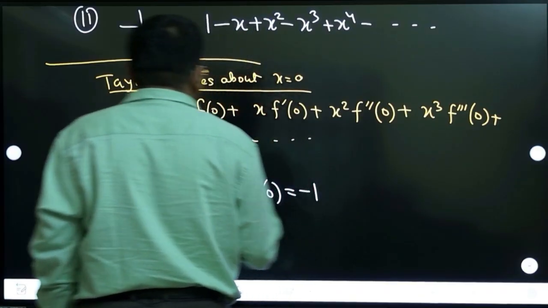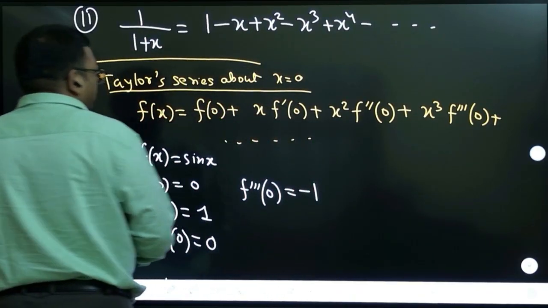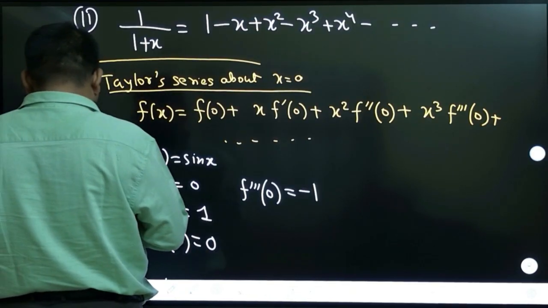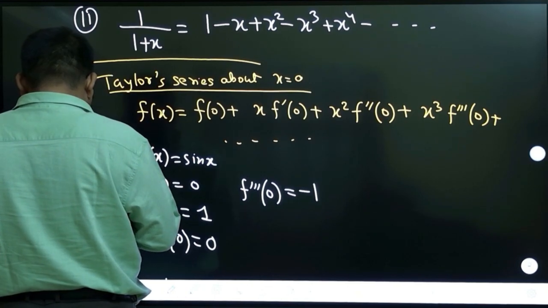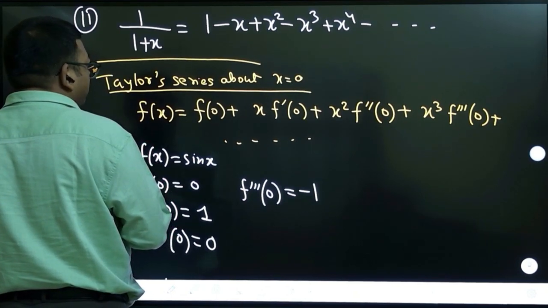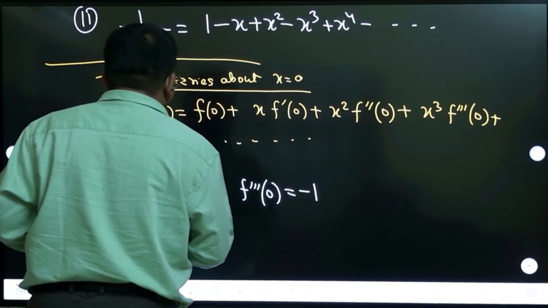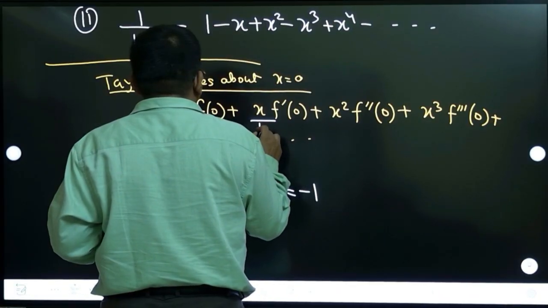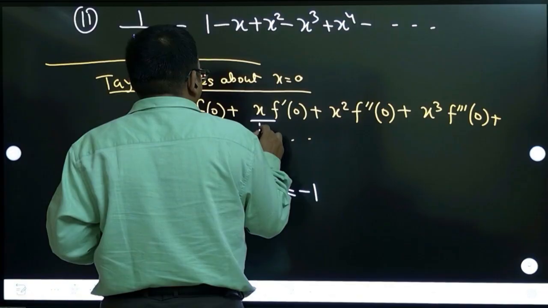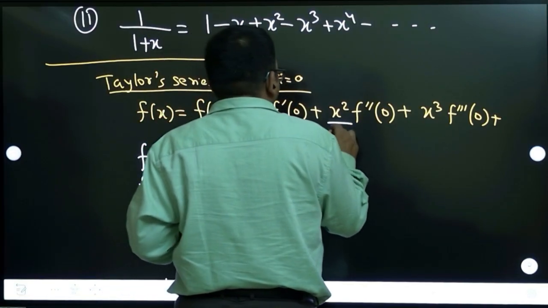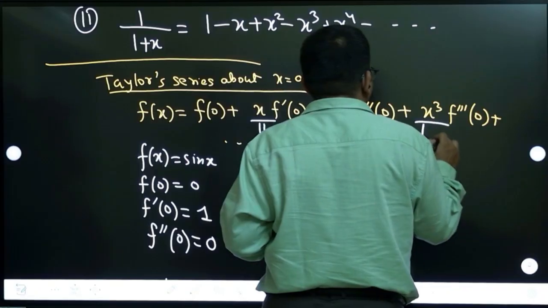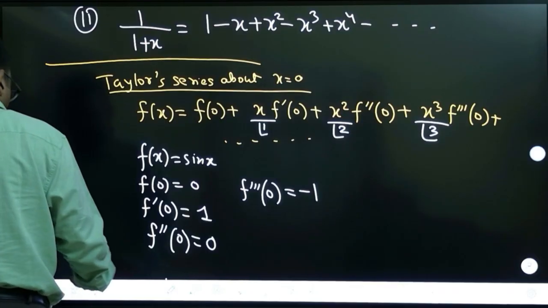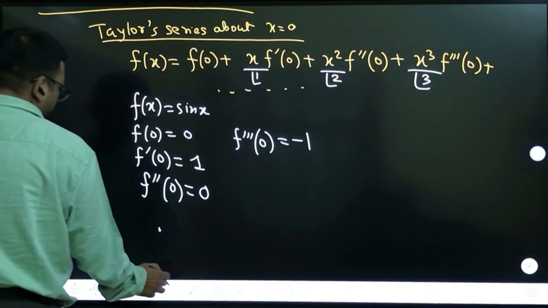So like that it is going to happen, right? And then you can try to substitute the values and find out what will be the values of this. And here we have to divide by factorials also: factorial of 1, factorial of 2, factorial of 3, like that. It is the Taylor series. So let us try to substitute this and check.